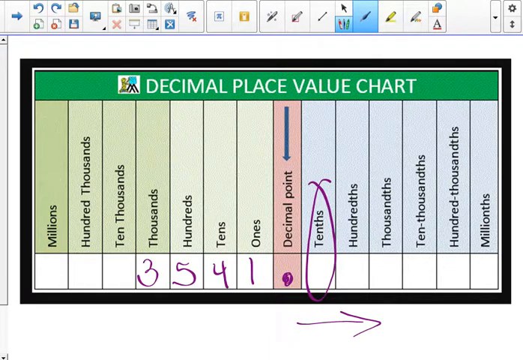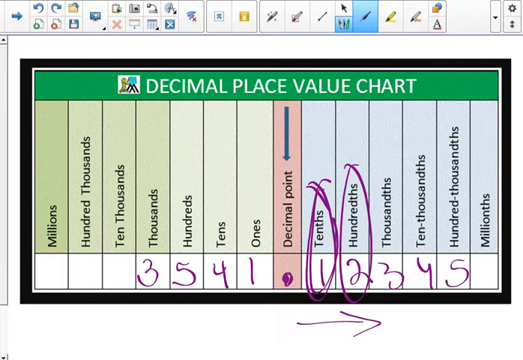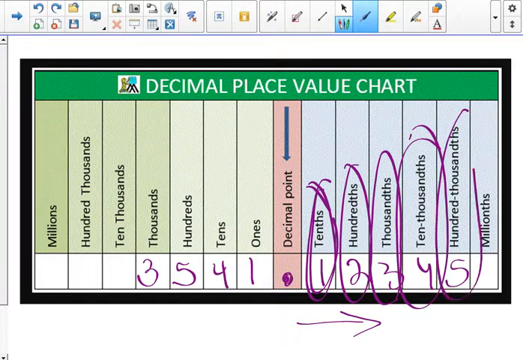The first decimal place to the right is our tenths. So let me do 1, 2, 3, 4, 5. Okay? So I've got 1 in the tenths, and 2 in the hundredths position, 3 in the thousandths position, 4 in the 10,000ths position, and 5 in the 100,000ths position.